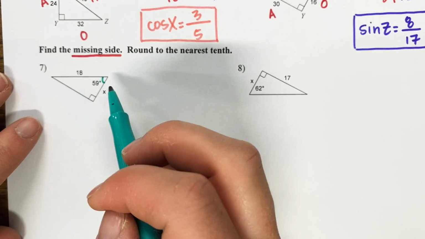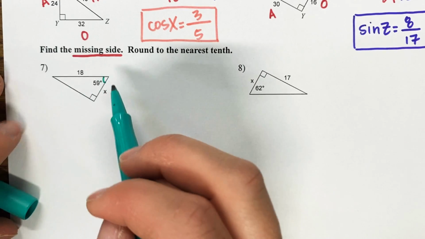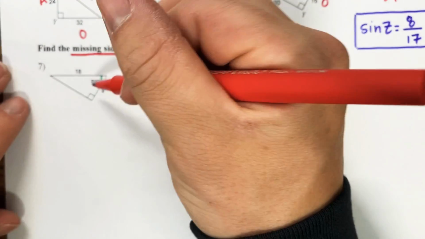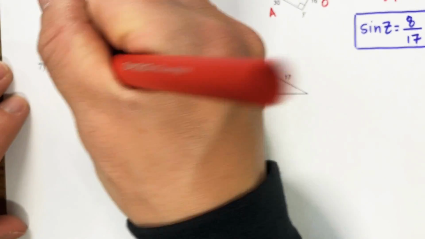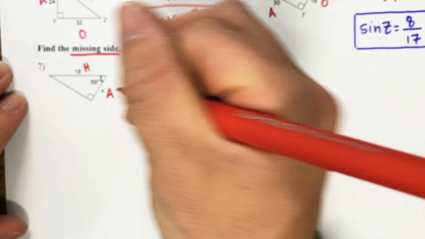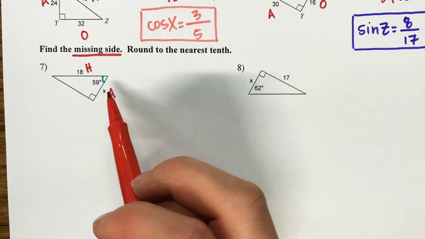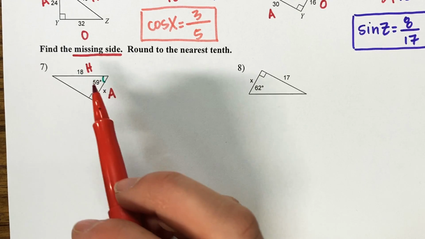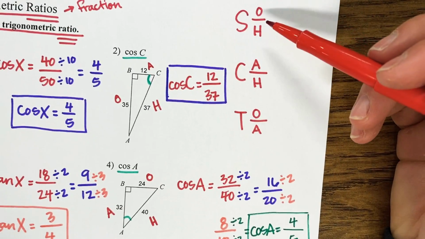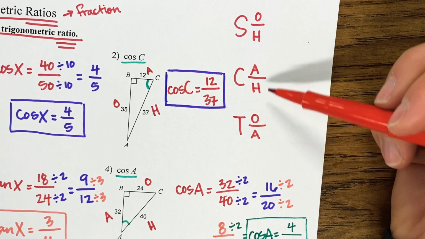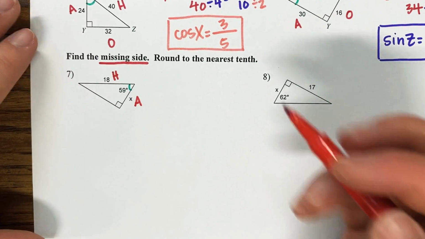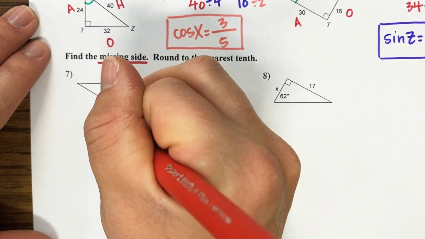Based on 59, let's identify the two sides that it's giving us. 18 is across from that right angle, so we know that's a hypotenuse. And then x is right next to it. That tells me that's an adjacent. So I have adjacent and hypotenuse. Which trigonometric function am I going to use? Sine, cosine, or tangent with adjacent and hypotenuse? Cosine, adjacent and hypotenuse.